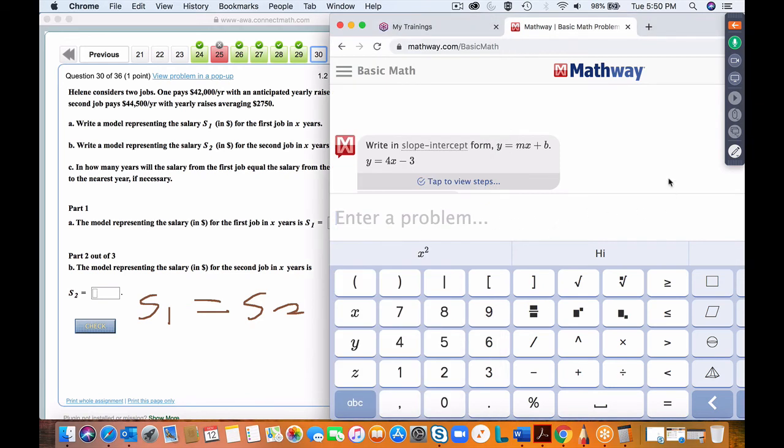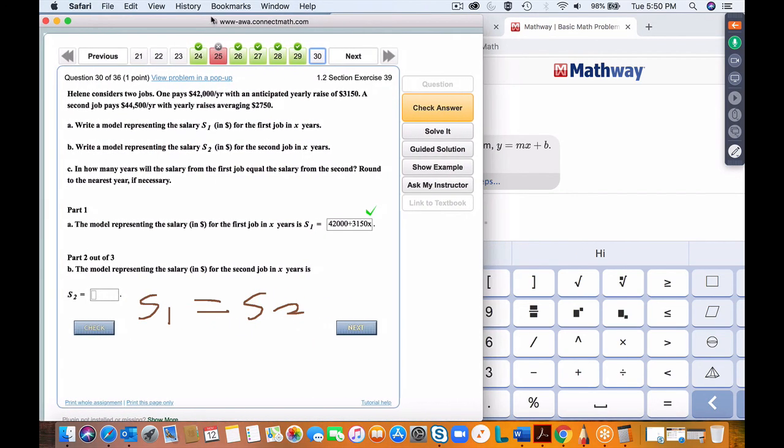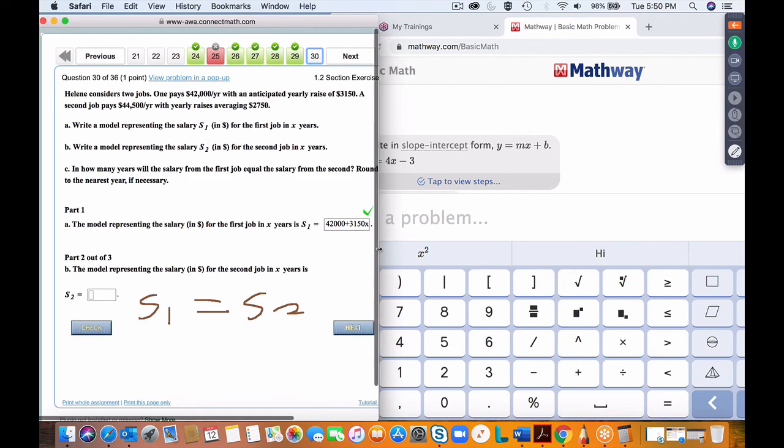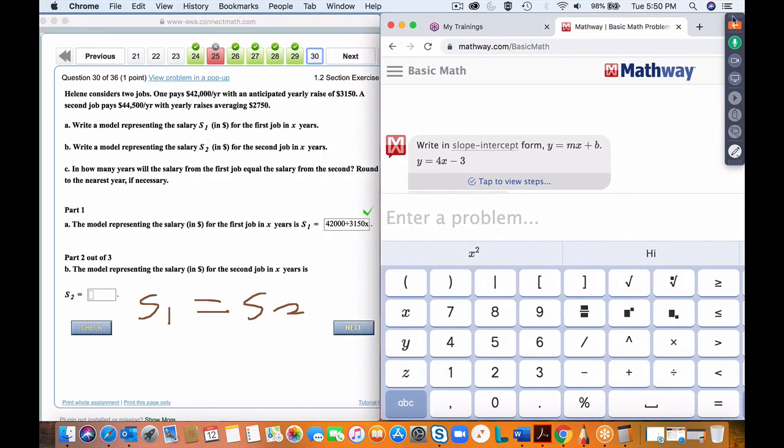So here is the help that we have using the tools. Work smart by using the tools. Notice I have 42,000, 3 zeros, plus 3,150x equal, then the second center will be 44,500 plus 2,750x, and that's it.